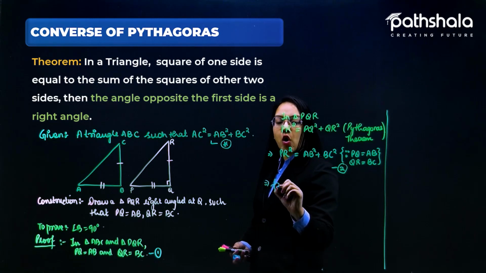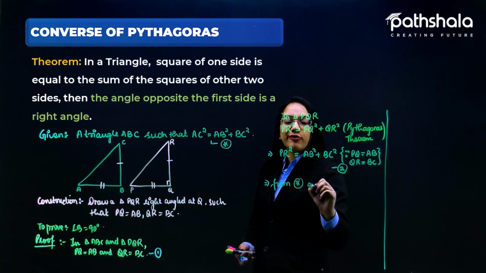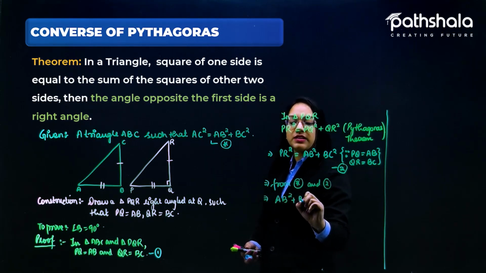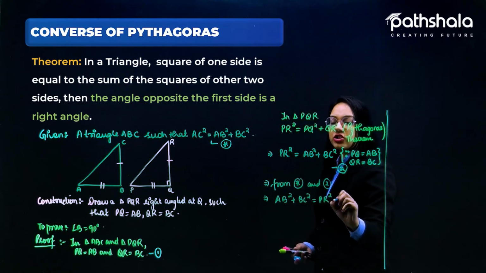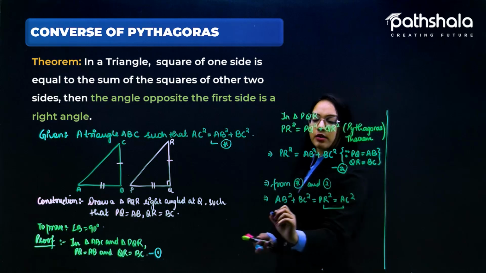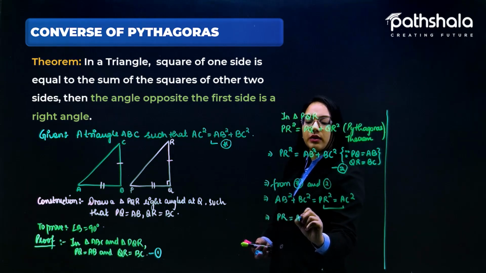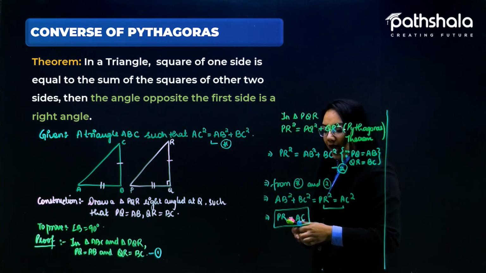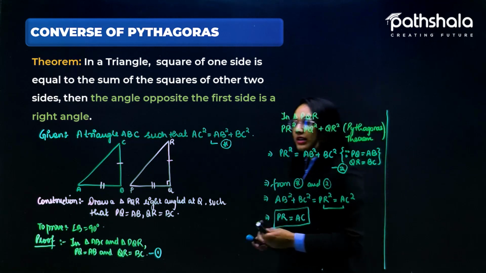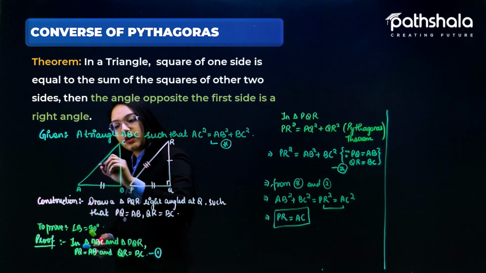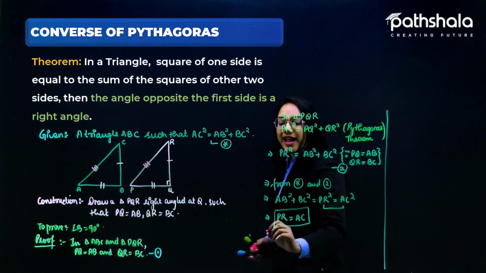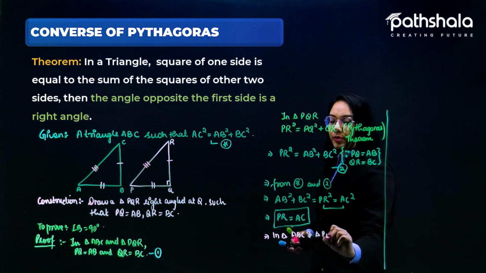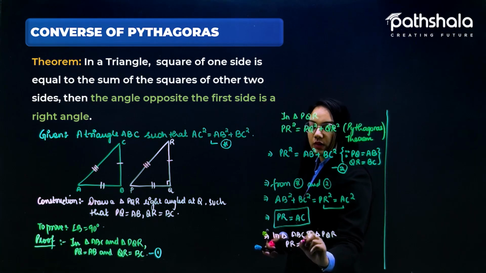From equation star and equation number 2 we can say that AB square plus BC square is equal to PR square, which is equal to AC square. Hence we can say that PR is equal to AC. If PR is equal to AC, it means this PR side is equal to this AC side. It implies that in the triangle ABC and the triangle PQR, PR is equal to AC.